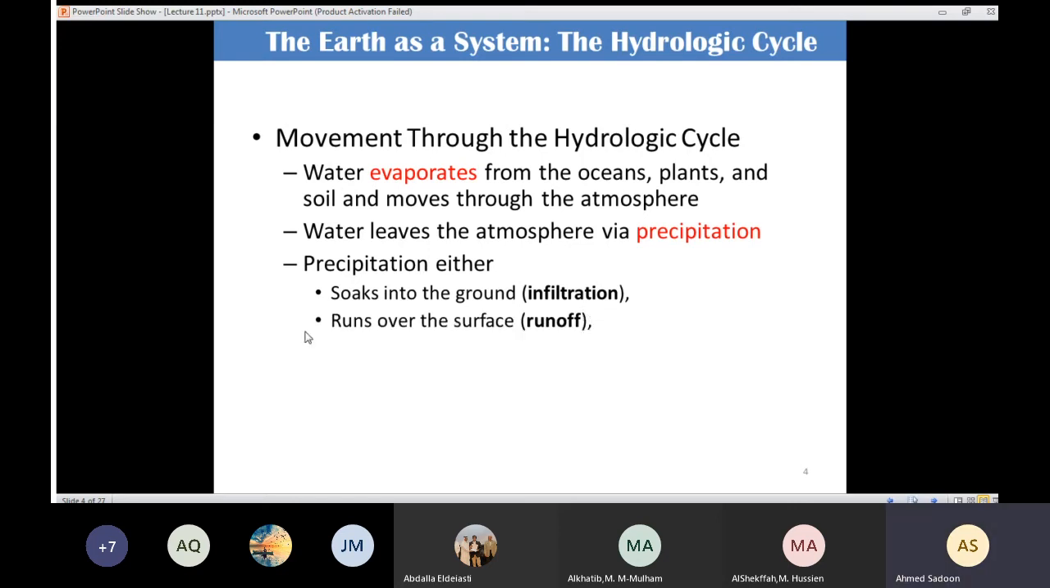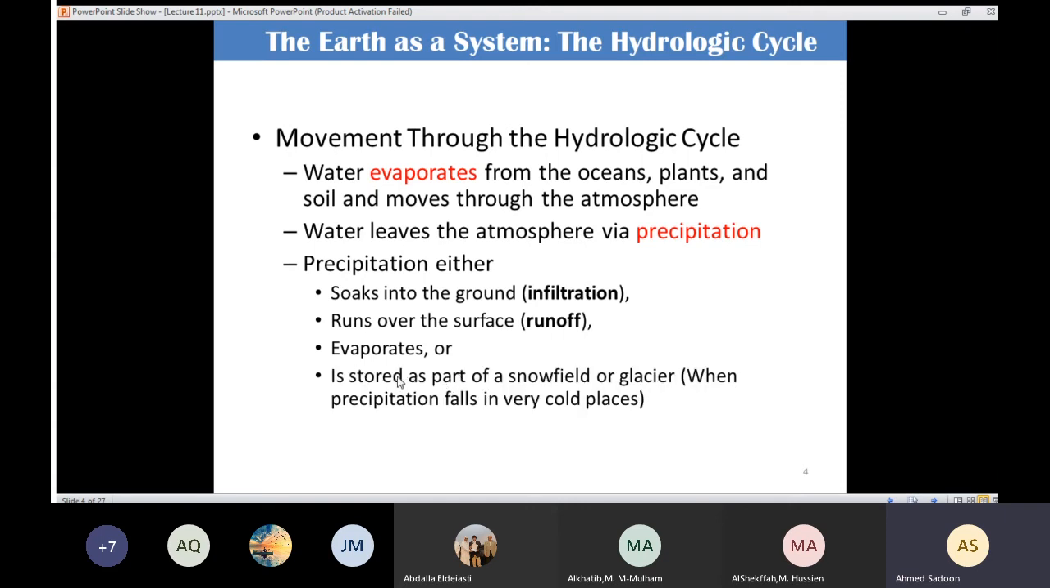Or it can run over the surface. We call this runoff. Or it could evaporate if the weather is very hot, or it could be stored as part of a snowfield or glacier, and that takes place when the weather is very cold. So if you have precipitation, and if the weather is cold, that means the water is going to be stored as part of a snowfield or glaciers.